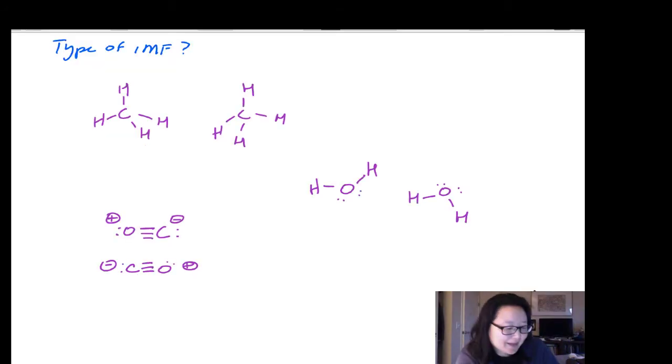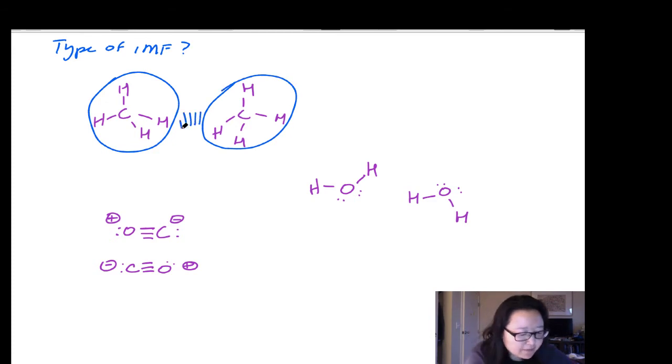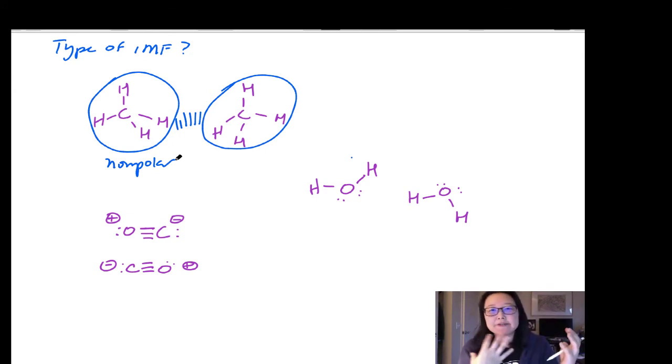Okay, so I would think of these as two separate molecules, and then there's some kind of force of attraction between them. In this case, these are nonpolar, because not only are they carbon-hydrogen bonds, which are not very polar, but their dipoles cancel out because they're in all directions. So nonpolar, this will be dispersion forces.